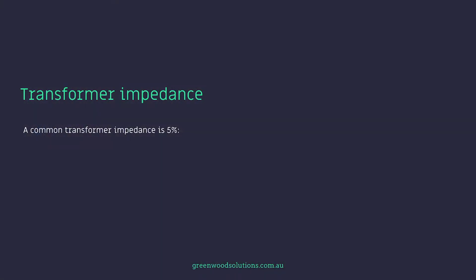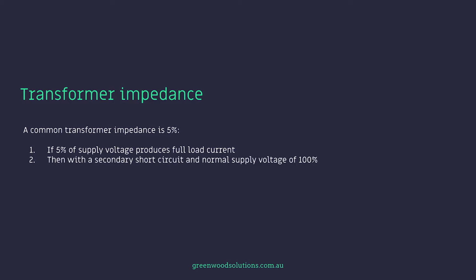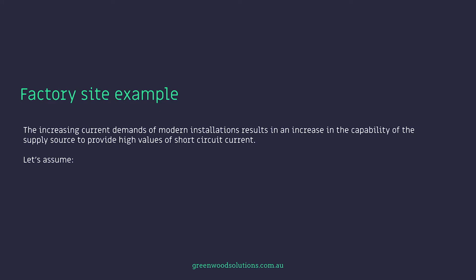The fault current calculations right at the transformer are based on certain assumptions. A common transformer impedance is 5%. If 5% of supply voltage produces full load current, then with a secondary short circuit and normal supply voltage of 100%, 20 times the full load current will be present. So full load equals 100% over 5. The increasing current demands of modern installations results in an increase in the capability of the supply source to provide high values of short circuit current.